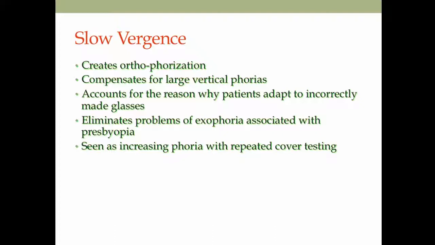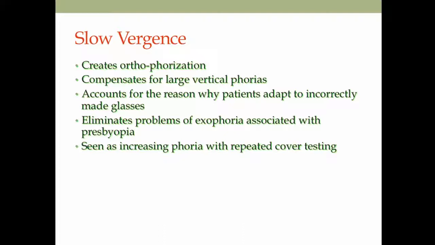It's the reason why when you do a cover test that you see a small little exo at near, and that exo keeps increasing. It's the reason why our patients who have anisometropia adapt to their glasses and don't have a problem. It's the reason why our patients can go from contact lenses to glasses and not have any eye strain. It's the reason why we see patients with a large vertical hyperphoria and they don't have any asthenopia. And as we mentioned before, it's the reason for increasing of Fourier testing.